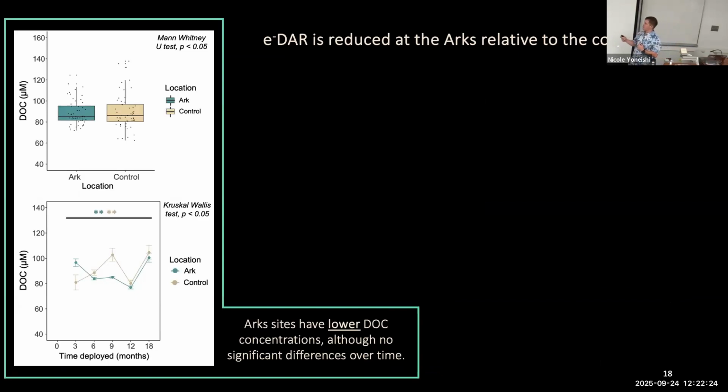All right, let's take a look at EDAR, which is not going to be a very satisfying answer. What you're looking at here is dissolved organic carbon at the arcs and the control sites over time and over all time. While we can see that there were differences in DOC, specifically it was lower at the arcs, we don't see significant differences over all time.